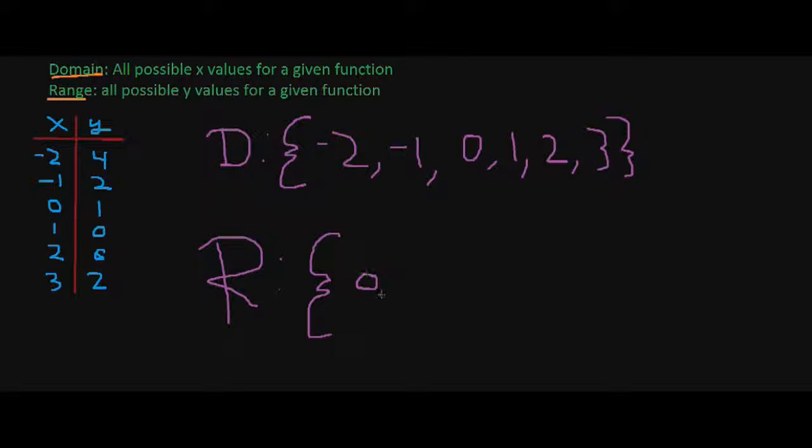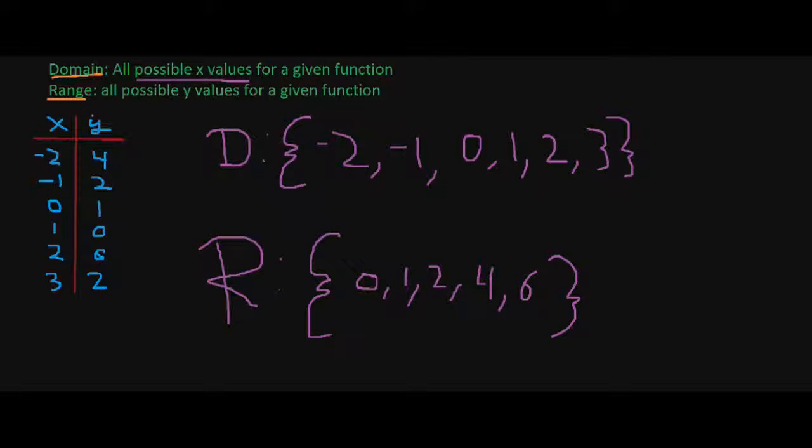So 0, 1, 2. We have 2 that repeats, but that's okay. And then we have 4, and then we have 6. There we go. So if you notice, the domain is all possible x values. So I just find what are all the x values that this table has, and that's my domain. It's not too bad.